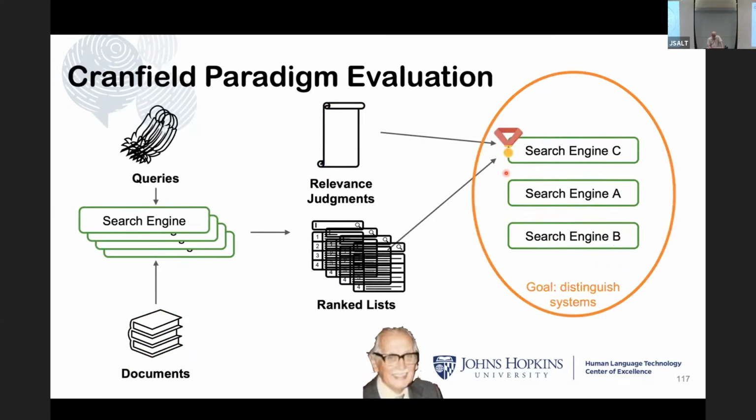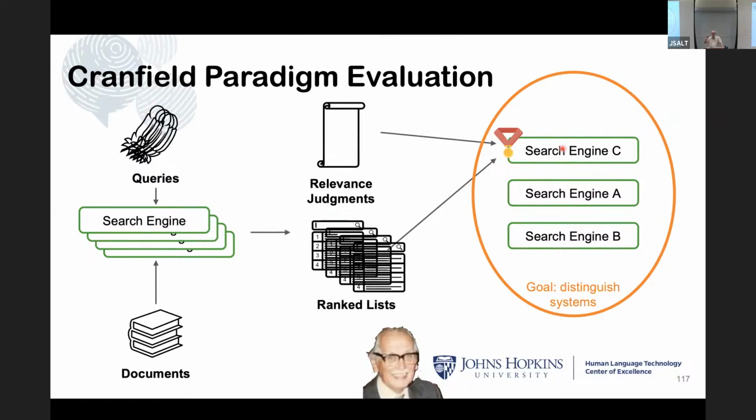Okay. In the evaluation, you're going to run this over many different queries across many different search engines. And you're going to combine the results and say, oh, overall, over all these queries, search engine C had a better score than A or B. So we're going to crown engine C as the most effective system.